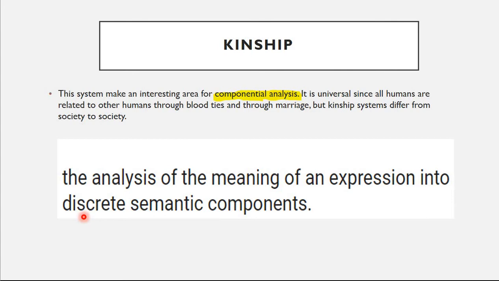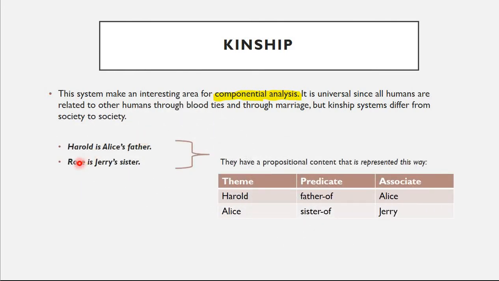So it is universal since all humans are related to other humans through blood ties and through marriage. But kinship systems differ from society to society. So let's look at what is meant here with an example. Harold is Alice's father and Rose is Jerry's sister. So they have a propositional content that is represented this way. Here in the body of the sentence, the theme or topic of the sentence is Harold or Alice.